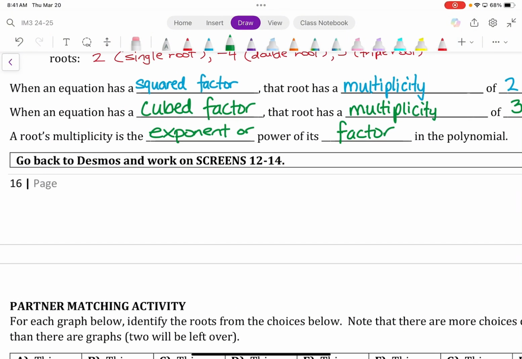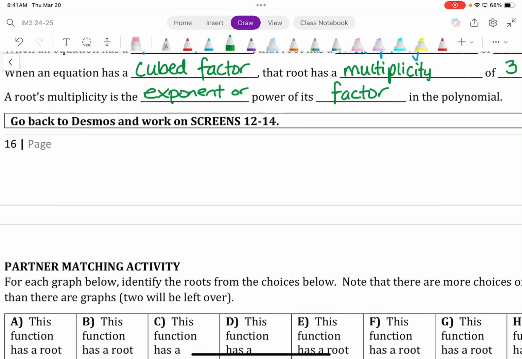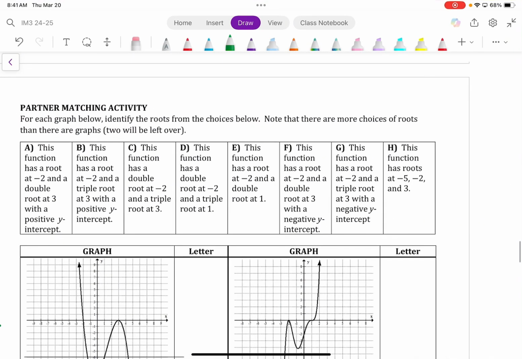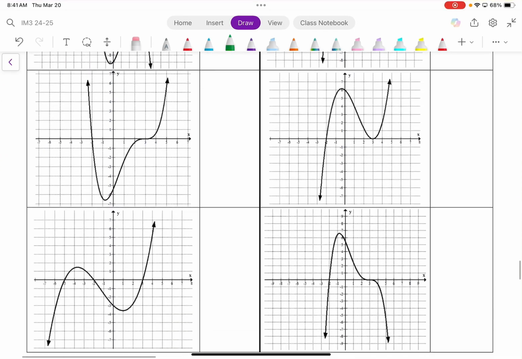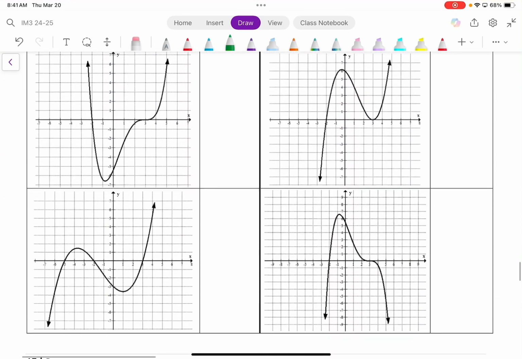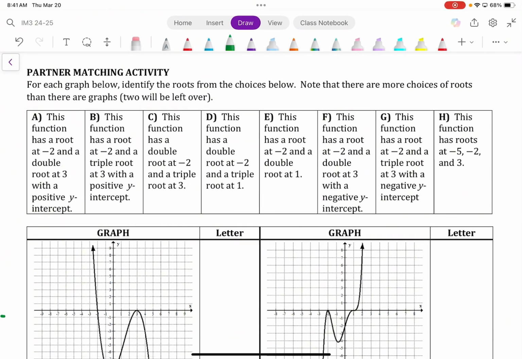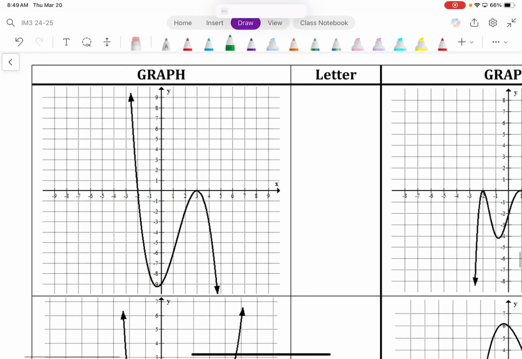Okay. All right. We're going to skip the next part, which says go back to Desmos and work on screens 12 and 14. We're actually going to go to the next page, and I'm going to give you guys about 8 minutes. Pair up with the person next to you. You're going to fill this in. It's a partner matching activity. Let me read the instructions so you guys know what to do. It says, for each graph below, identify the roots from the choices below. Note that there are more choices of roots than there are graphs. So you are going to have 2 options left over. You're going to associate the graph to the correct letter description. Okay? So I'm going to set the timer right now to 8 minutes, and then we'll check back in approximately 8 minutes.